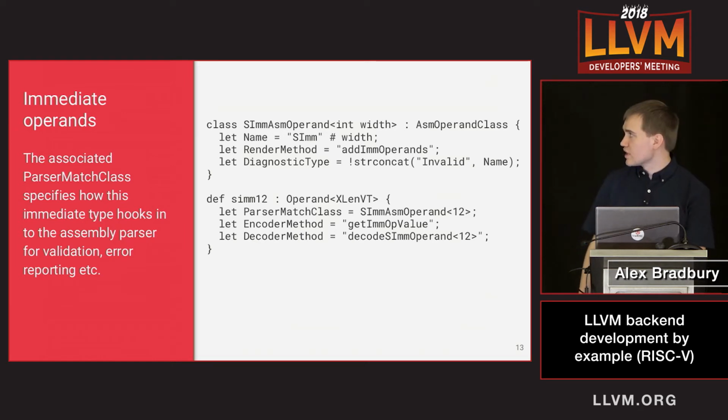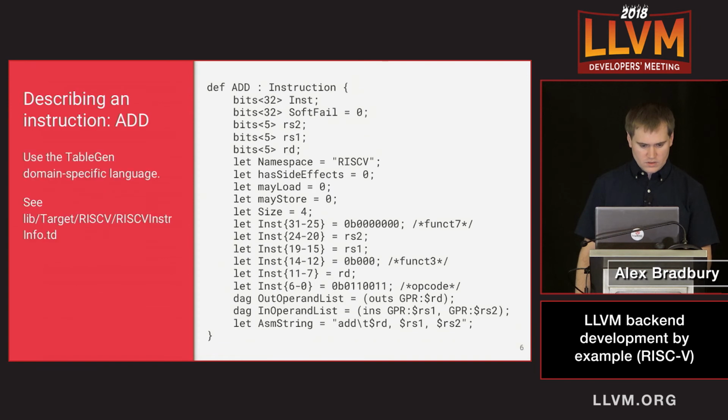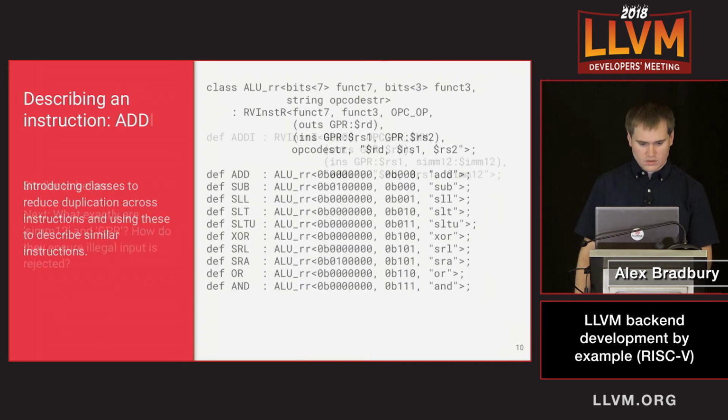So in this case, we're defining a sim12 as the name. That's going to imply that a validation method is going to get called in our assembly parser, which we're going to have to go and implement ourselves. And also that our assembly parser is going to need to handle invalid sim12 as an error condition. And that's pretty awesome.